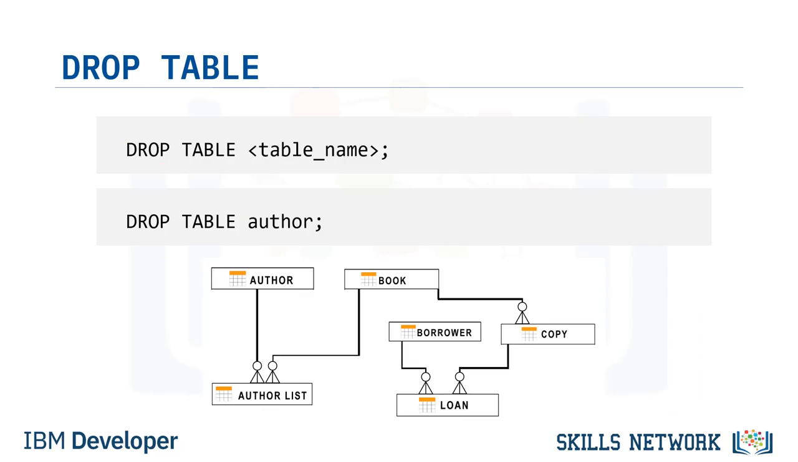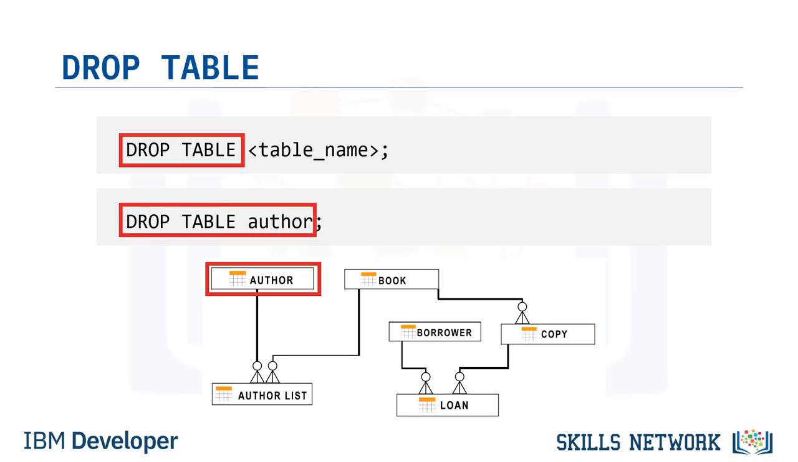Similar to using drop column to delete a column from a table, you use the drop table statement to delete a table from a database. If you delete a table that contains data, by default the data will be deleted alongside the table. The syntax for the drop table statement is drop table, table_name, semicolon. So you use this statement, drop table author, semicolon, to remove the table from the database.